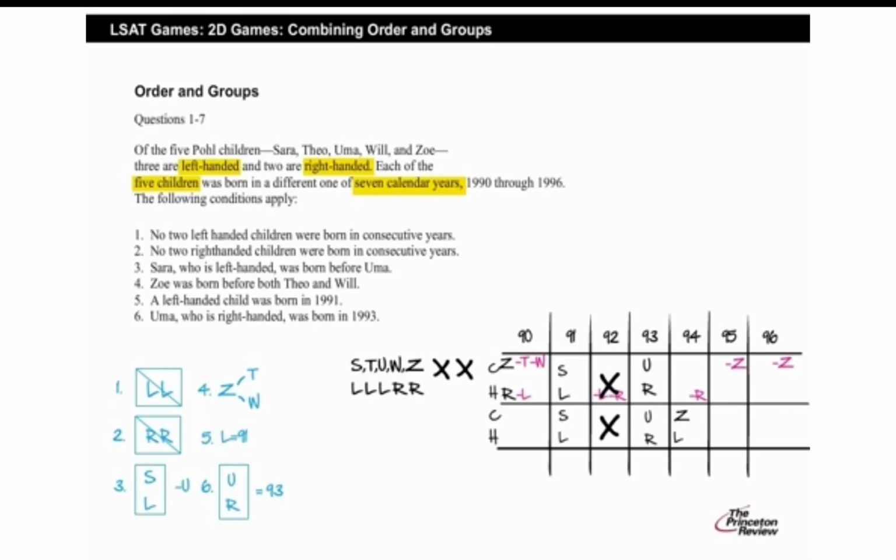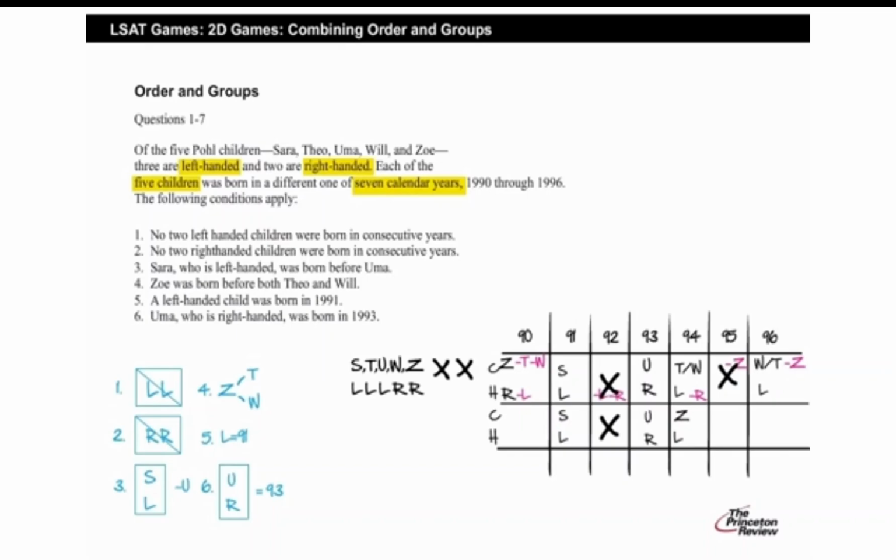In the first scenario, if you make Z a right-handed child born in 90, that's it for the two right-handed children. They are Z and U. That means that all of the other kids have to be lefties, so T and W are both lefties. The only way you can distribute two lefties among 94, 95, and 96 is if you separate them by putting one into 94 and the other in 96, since you can't have two lefties next to each other. That eliminates 95 entirely. That leaves only two slots for the two elements, and as far as you know right now, either T or W could be in either slot.